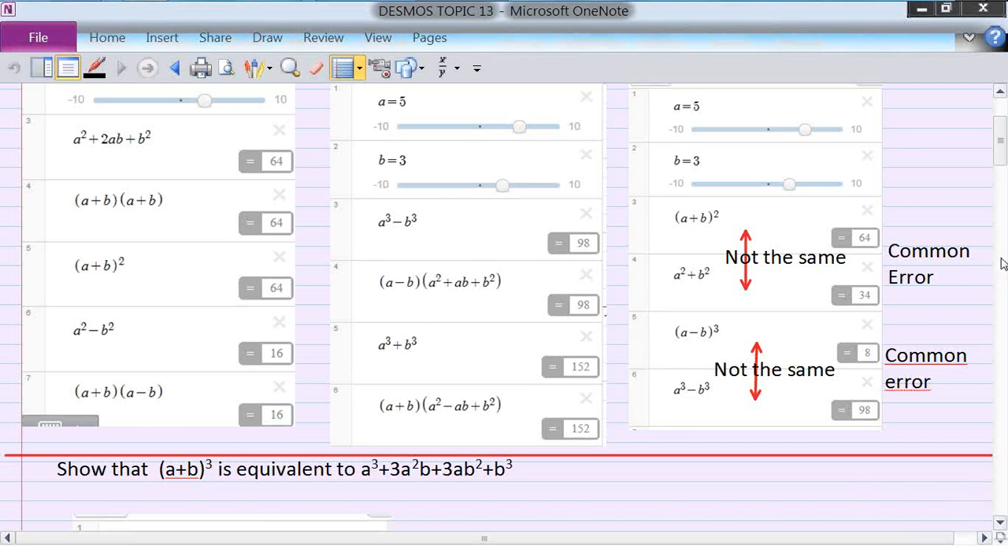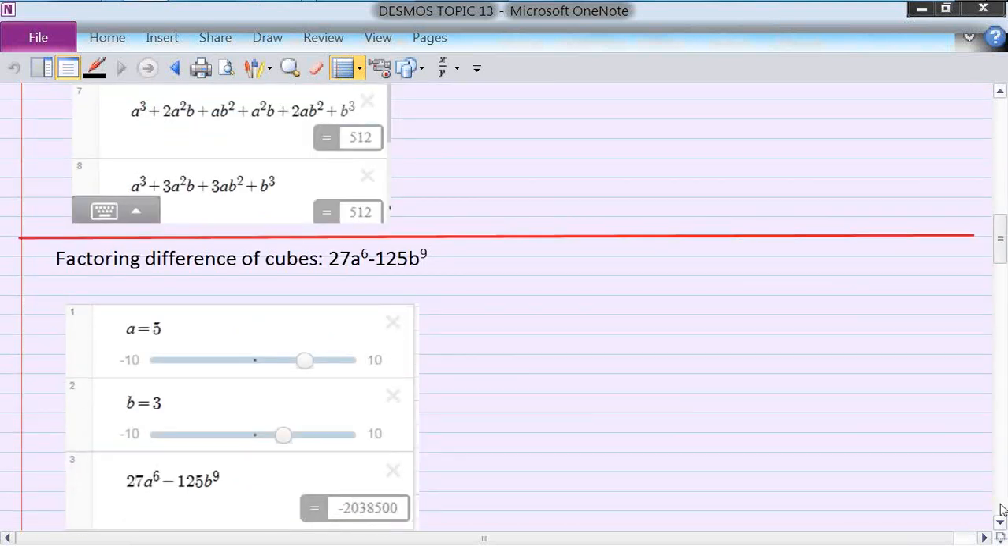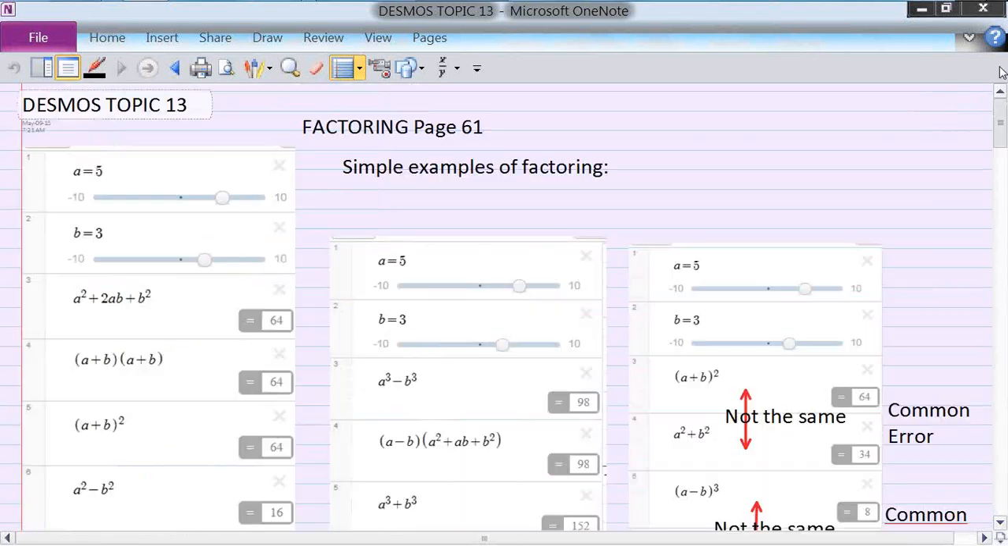So in this particular case, just go up here a bit. Okay. Sorry about that.